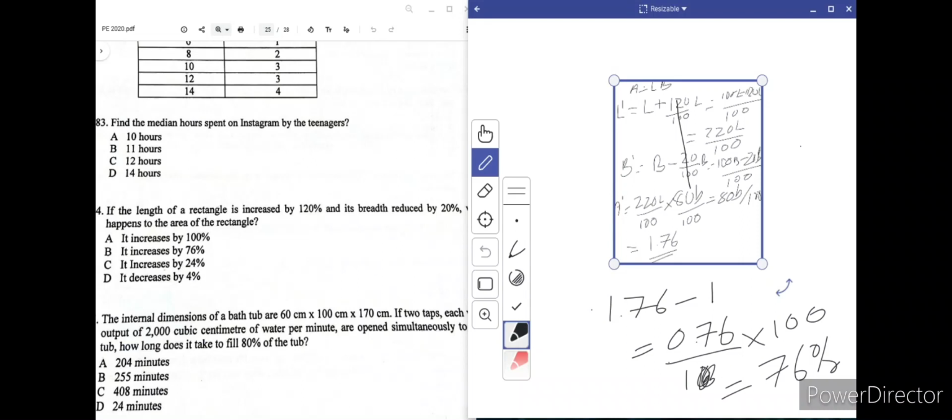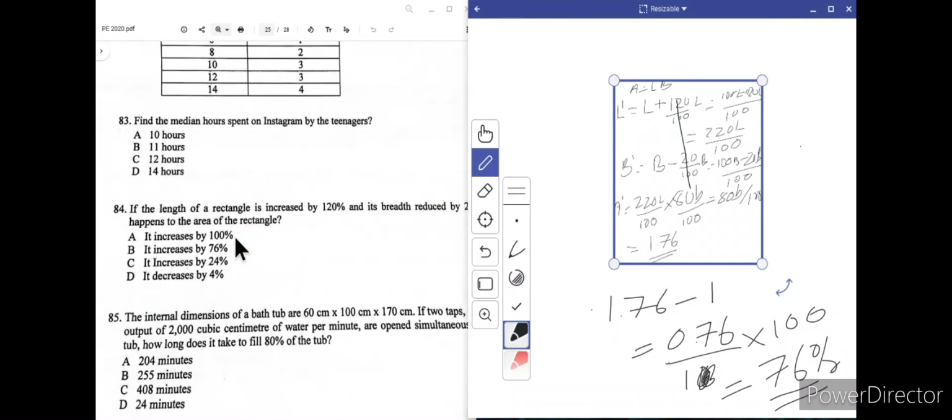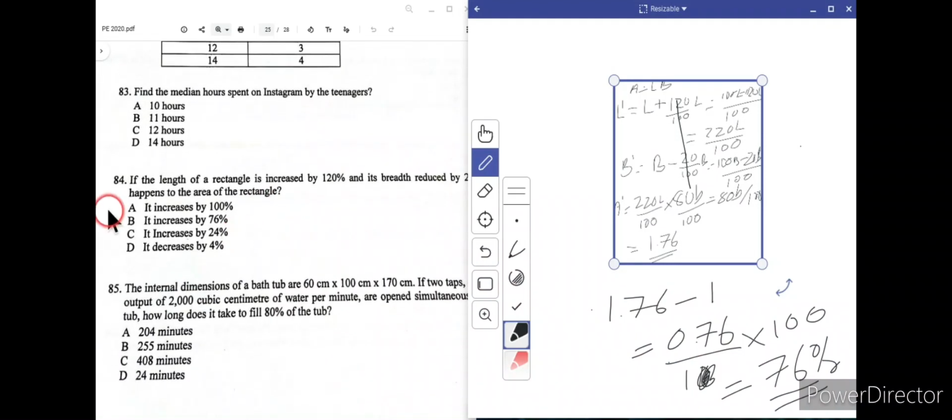0.76 is increased out of the old area, which is 1, and into 100, because we need to find the percentage. So it is 76% increased. So the correct answer for question number 84 is option B. It increases by 76%.